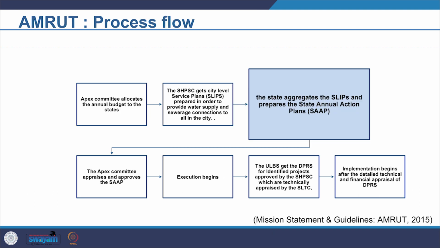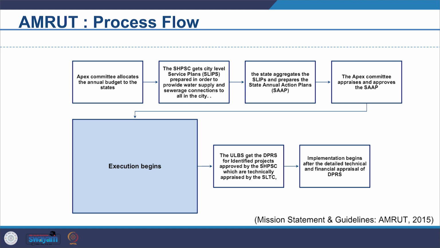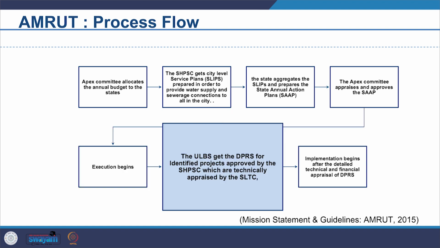Then the state aggregates the SLIPs and prepares the State Annual Action Plan, SAAP. The state then sends the SAAP back to the Apex committee for approval. Revisions are sought if required and the SAAP is approved. The state accordingly informs the ULBs about their SLIP approval and the execution of the projects starts, and ULBs get the detailed project reports for their projects. For the State High Powered Steering Committee, the technical appraisals are done by the State Level Technical Committee, the SLTC.